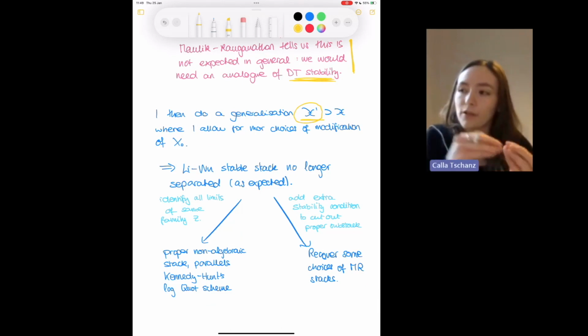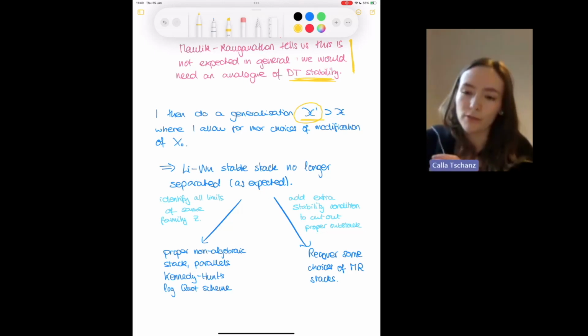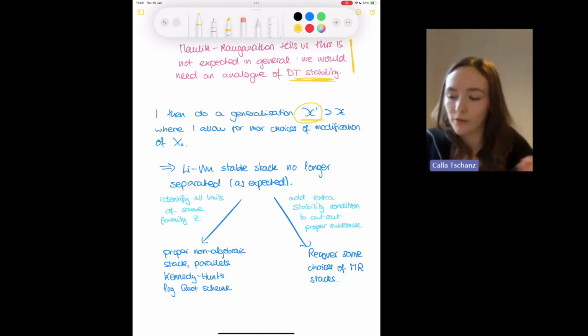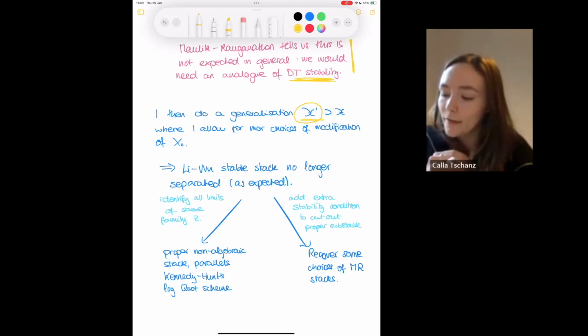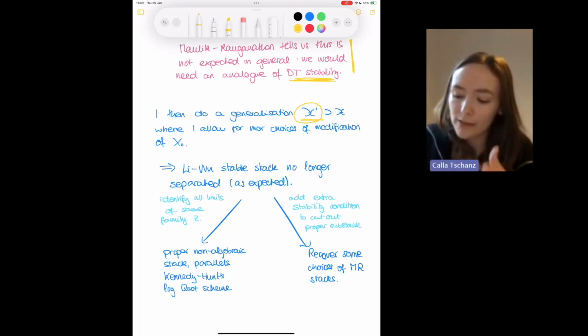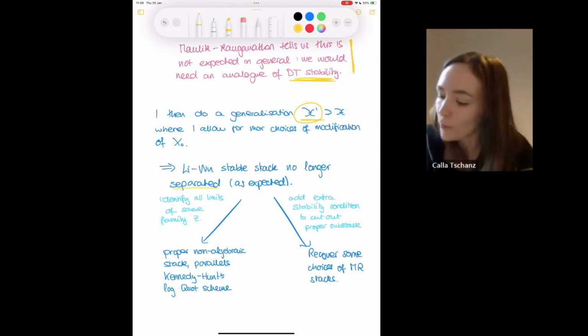And so typically for a family Z that I'm going to choose, there will not be a unique limit. There might be several limits for a given family Z, like the one that I showed before. So this is a problem because our stack then is not separated. So our Liu stable stack in this case is not separated. This is what we expect to happen.